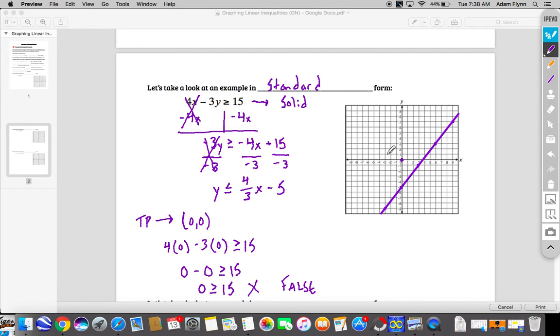Okay, and because this is false, I'll go to my test point, and since it's on this side of the line, and this is the side of the line where my solutions or my ordered pairs do not satisfy the inequality, I'll hop over to the other side of the line and shade this side. Just like that. Can't forget my arrows. Okay, I'll move on to the last example.